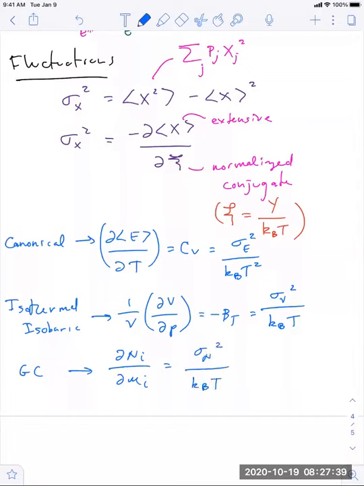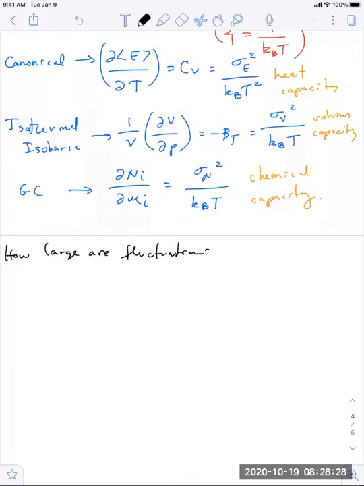So it's clear that these fluctuations are physically important, but how large are they? Essentially, how bad of an approximation is it to say, in the last example for instance, that the energy just equals the most probable energy? So let's get an order of magnitude estimate on how large these fluctuations are. The variance in the energy is going to be kBT squared times the heat capacity. So that means the standard deviation, or the width of that distribution in energy, is just the square root of that.